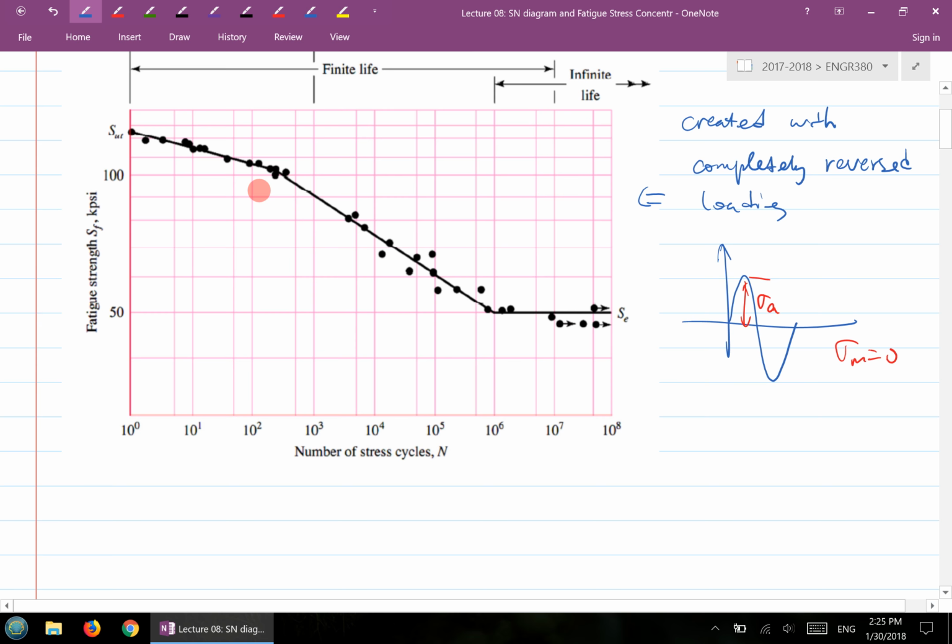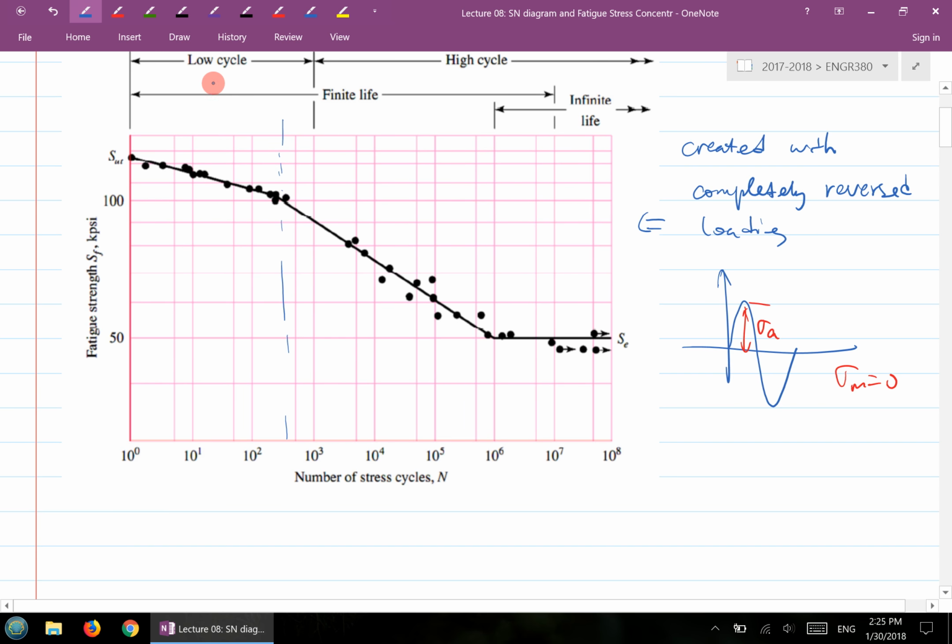If I look at this diagram, an observation is that for any values below approximately 10 to the power 3, we call it low cycle. This portion, which is in log scale already, has a fairly small change. Initially you apply SUT and then it's broken, so there's a very small change here. Then there's a big slope, and then there's this knee point, and it becomes horizontal.